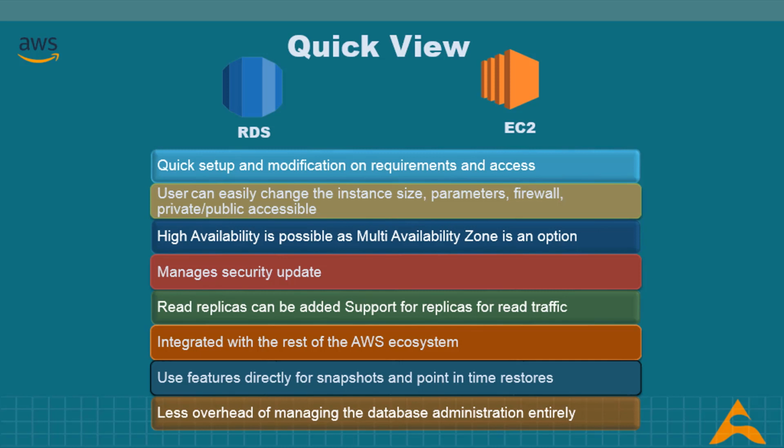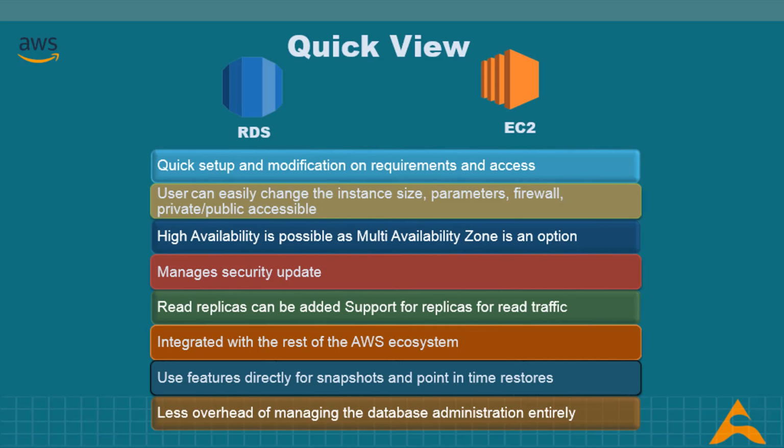It offers automatic backups and point-in-time recovery, whereas in our own data center, we have to spend much more time on database maintenance and setup. AWS enables users to use a database without configuring physical hardware and infrastructure and without installing software. It takes care of security updates and uses features like snapshots and point-in-time restores.